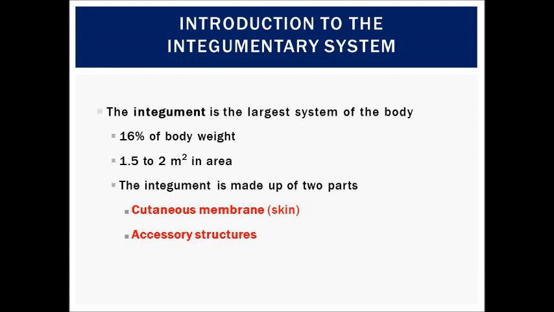The integument is also known as the skin. As you may have already known, it is the largest system of the human body. It covers up to 2 meters square in area. The integument is made up of two parts. First, the cutaneous membrane, which is the skin, and second, the accessory structures.